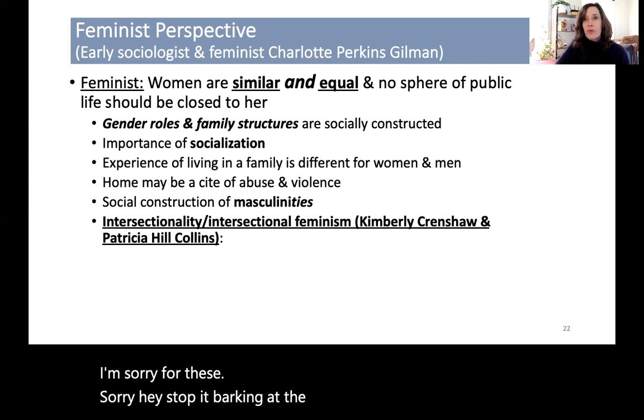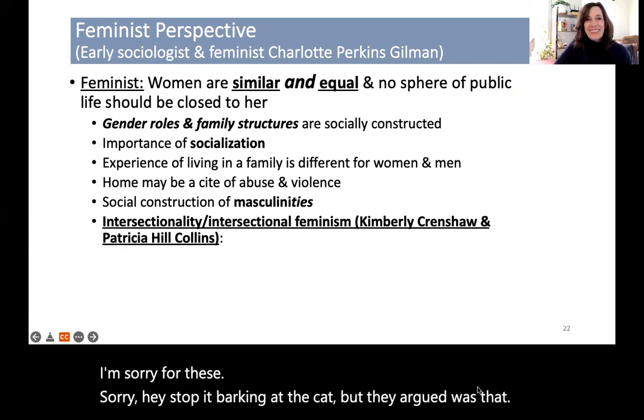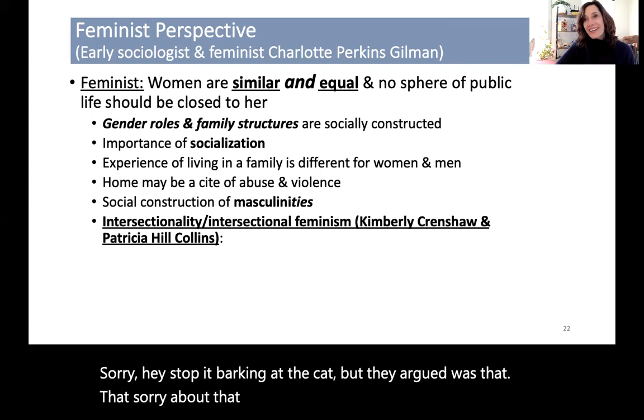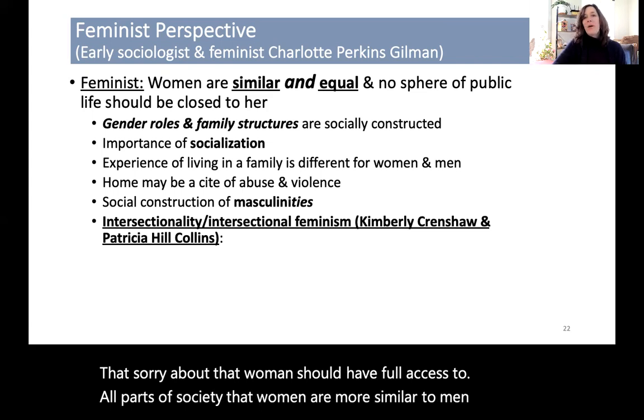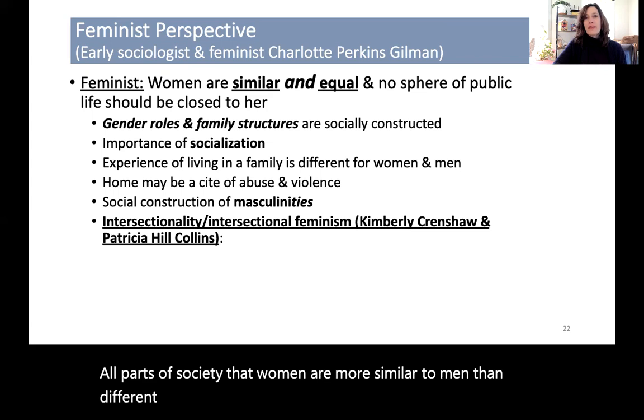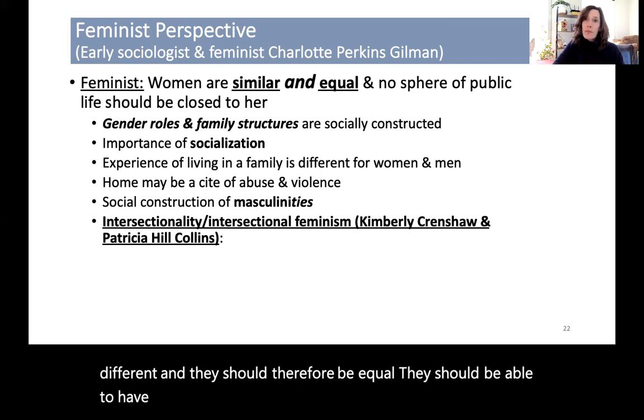What they argued was that, sorry about that, women should have full access to all parts of society, that women are more similar to men than different, and they should therefore be equal. They should be able to have equality with men.